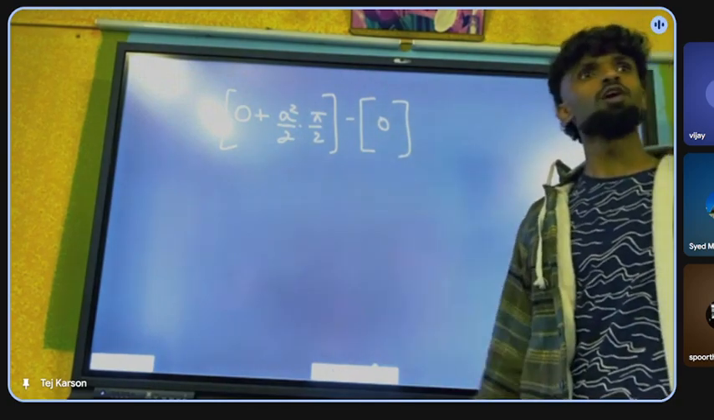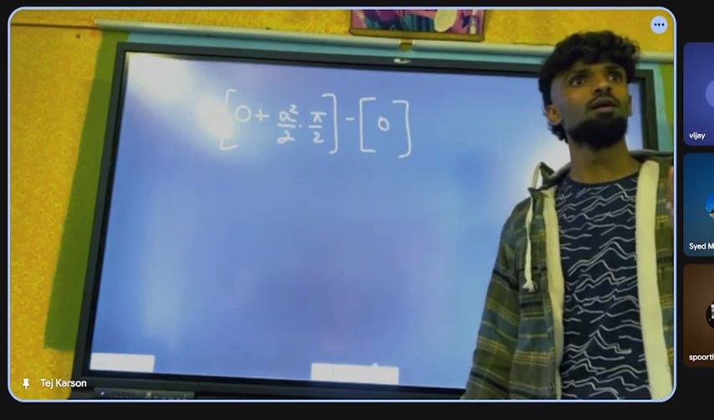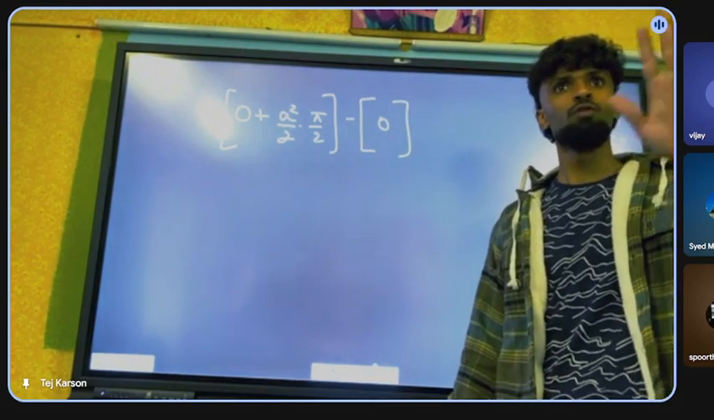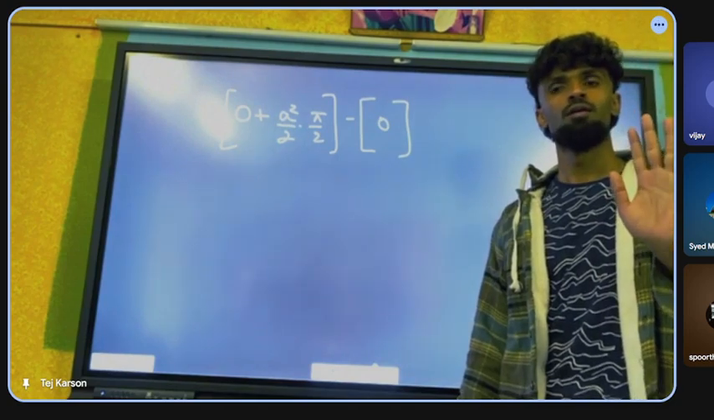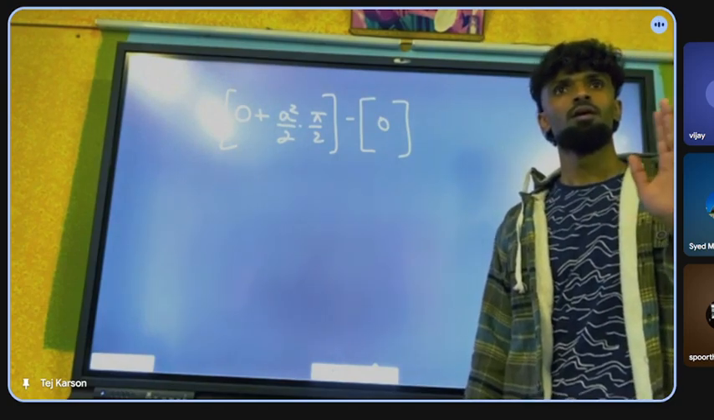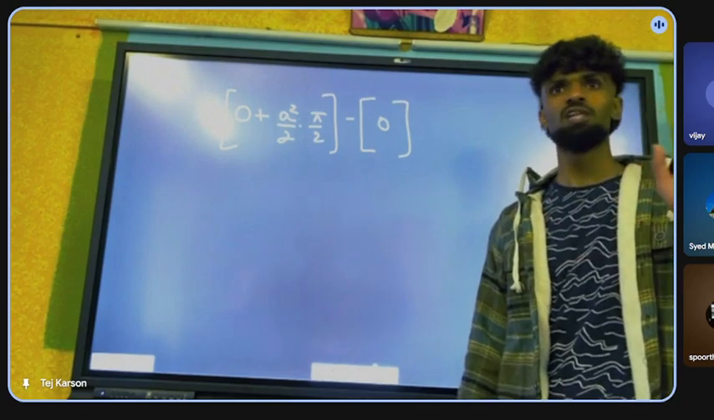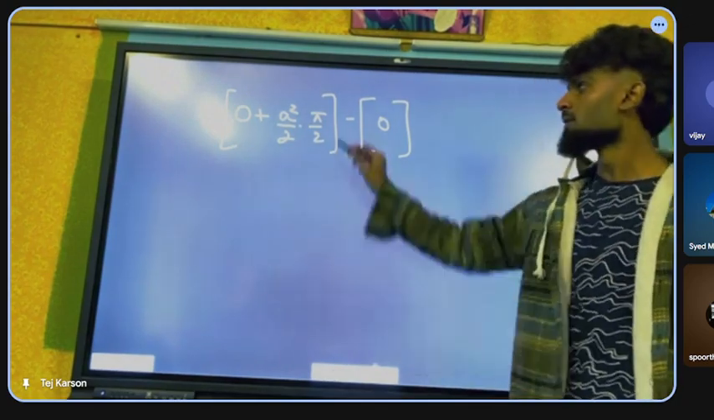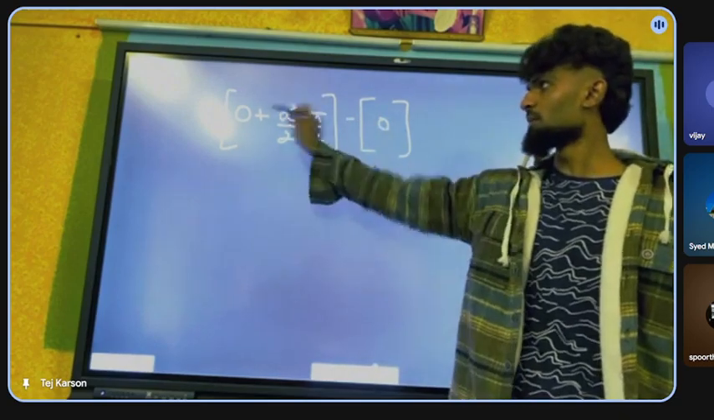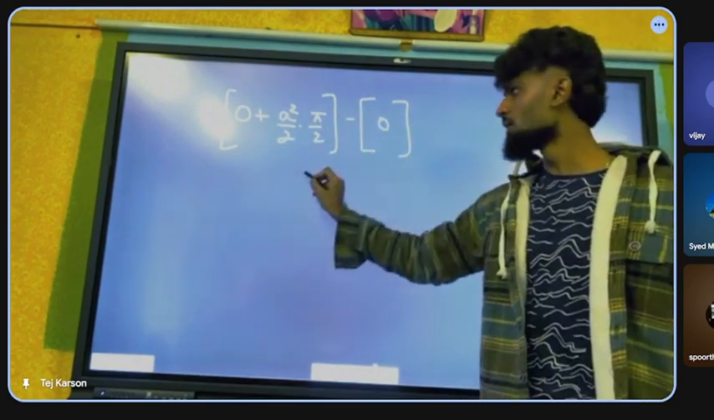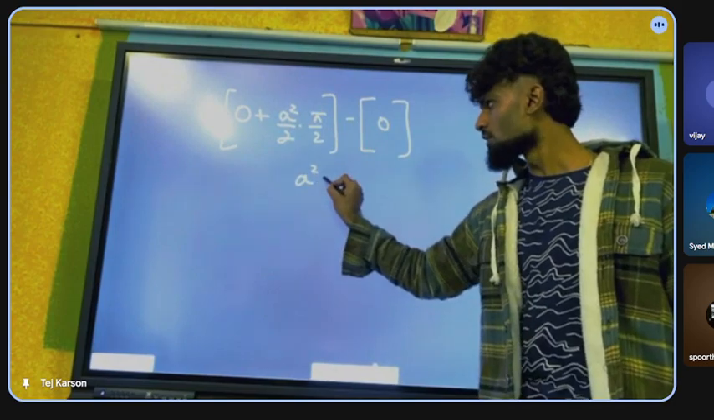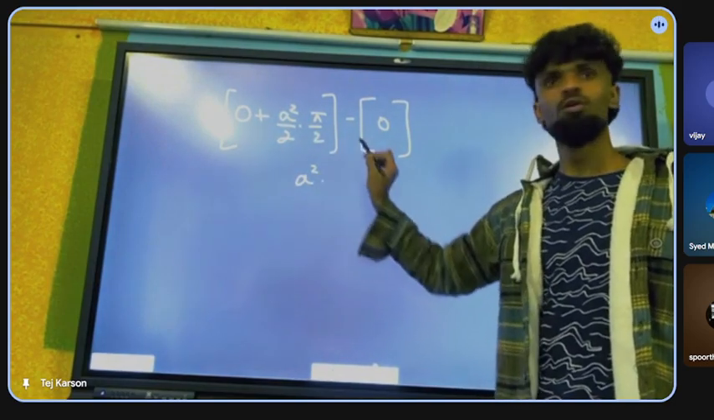Now, if I ask you the formula for area of a circle, what is it? 2 pi r, that is circumference. Pi r square. Pi r square is the area of a circle. Correct? Remember this. Now, what's this answer? 0 plus this is the same thing. Minus 0, same thing. So the answer is a square dot 2 into 2, 4.